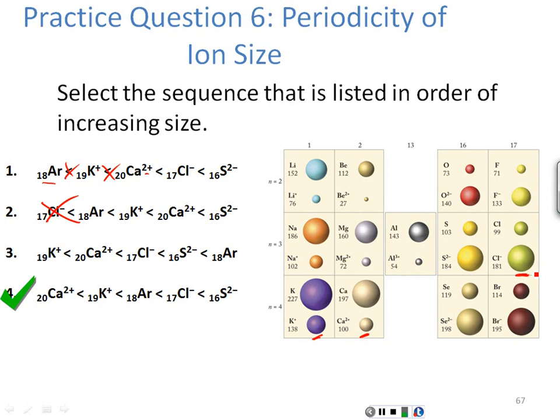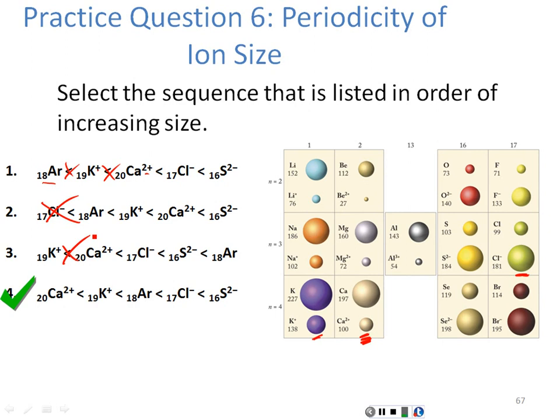Let's see choice 3. Potassium plus, calcium 2 plus. Potassium is not smaller than calcium 2 plus. Again, calcium 2 plus has a positive 2 charge. It's missing 2 electrons, so it's going to be much smaller. So that leaves us with choice 4.